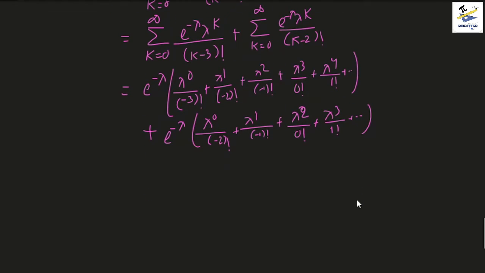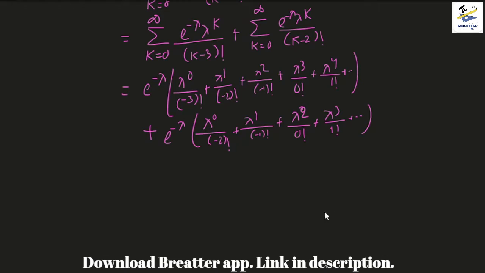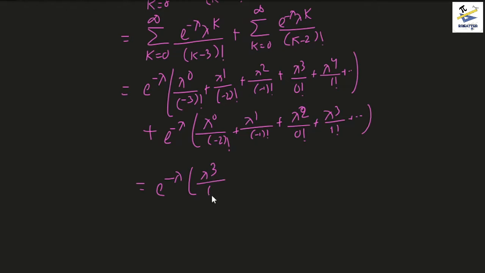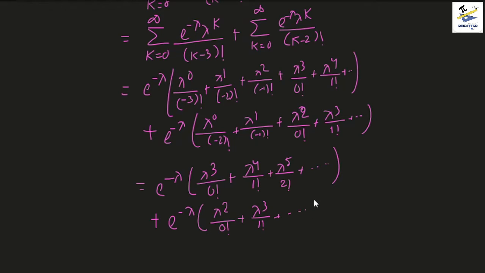So these are the two series, and now as we know, negative factorials in the denominator mean that the fraction as a whole is 0. So this would give us e to the power minus lambda into lambda cube by 0 factorial plus lambda to the power 4 by 1 factorial plus lambda to the power 5 by 2 factorial, and so on, right? And the second series would be e to the power minus lambda into lambda to the power 2 by 0 factorial plus lambda to the power 3 by 1 factorial, and so on.